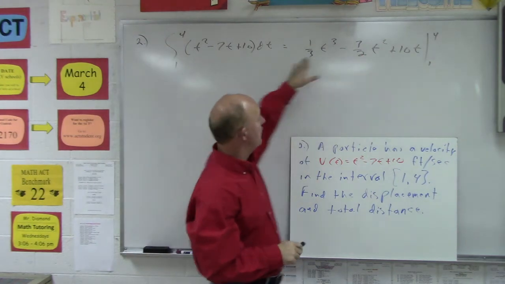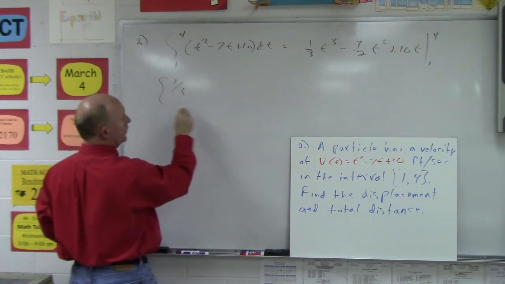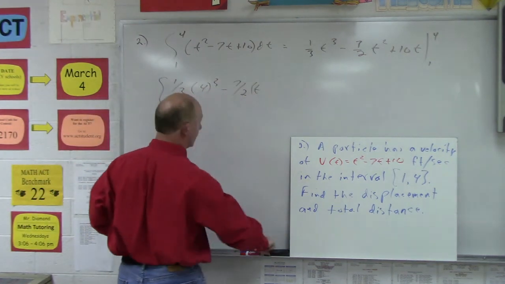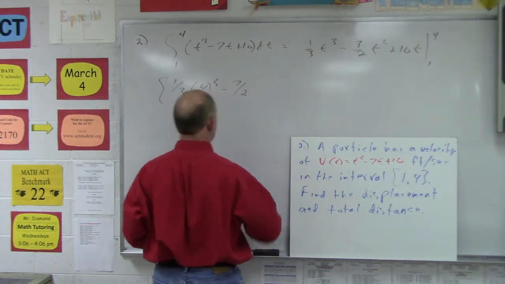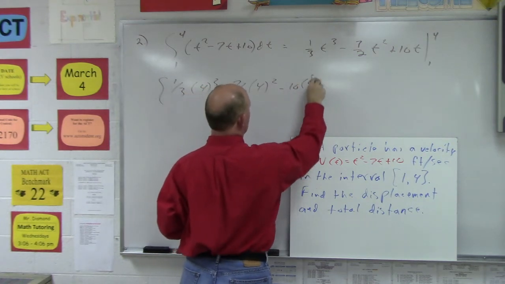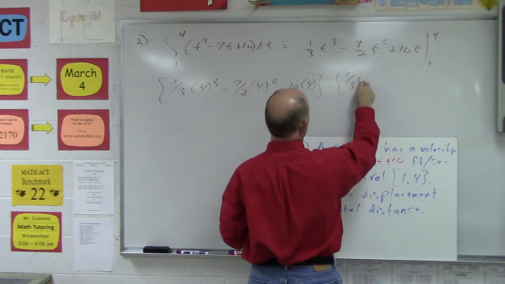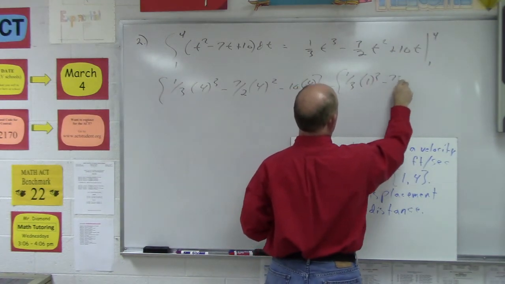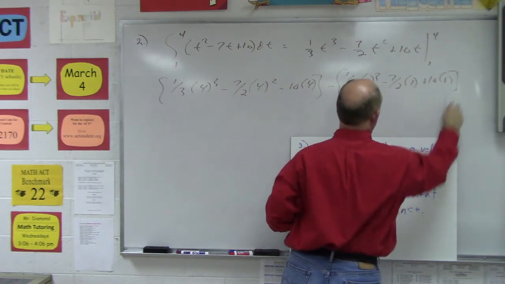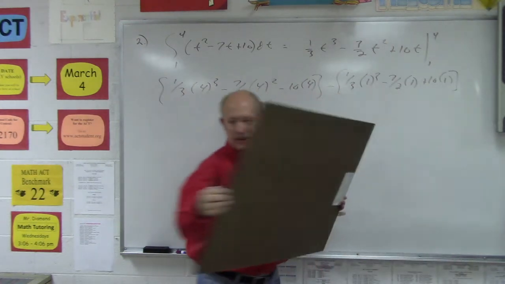Now, let's substitute our upper bound minus our lower bound, right? So substituting the upper bound in first, this is going to give us 1/3 times 4 cubed minus 7/2 times 4 squared plus 10 times 4. Minus, now substituting the lower bound in, gives us 1/3 times 1 cubed minus 7/2 times 1 plus 10 times 1. All right.